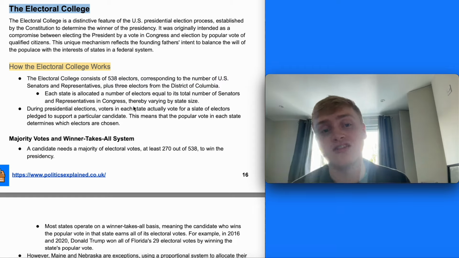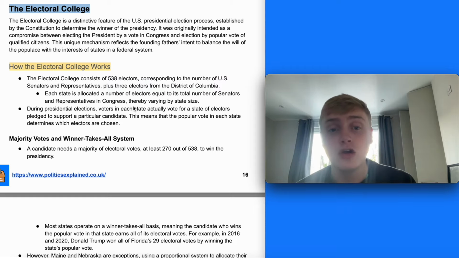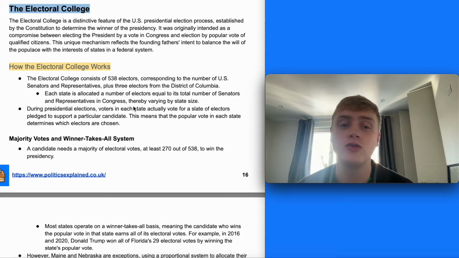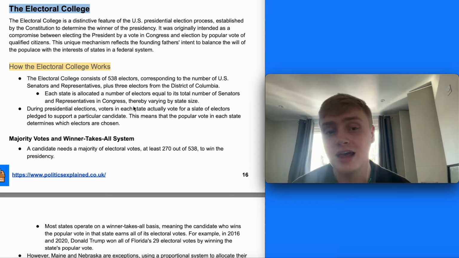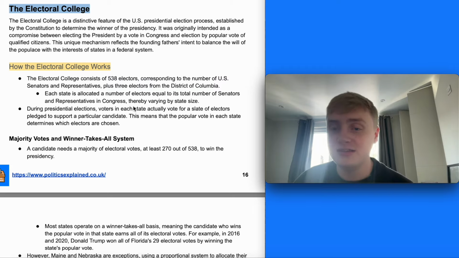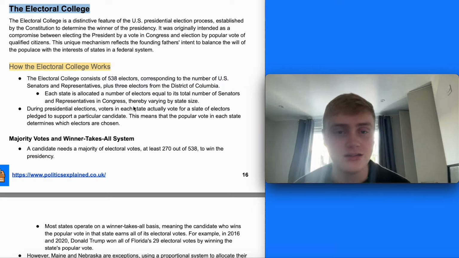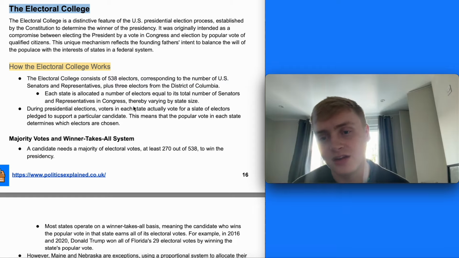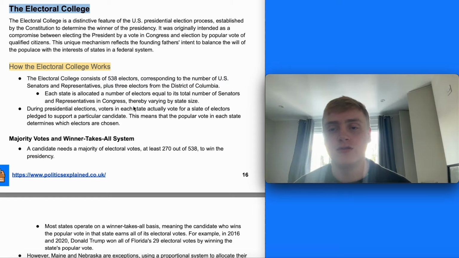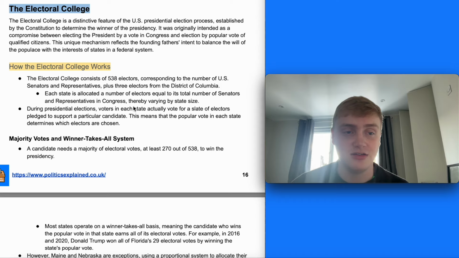So the Electoral College consists of 538 electors, corresponding to the number of US senators and representatives, plus 3 from the District of Columbia. Each state is allocated a number of electors equal to its total number of senators and representatives in Congress, thereby varying by state size. So a state like California, which has a lot more members in Congress based on its population, has a lot more electors and a lot more influence on the outcome than Alaska, which is a much smaller state with a smaller population and therefore fewer senators and members in the House of Representatives.